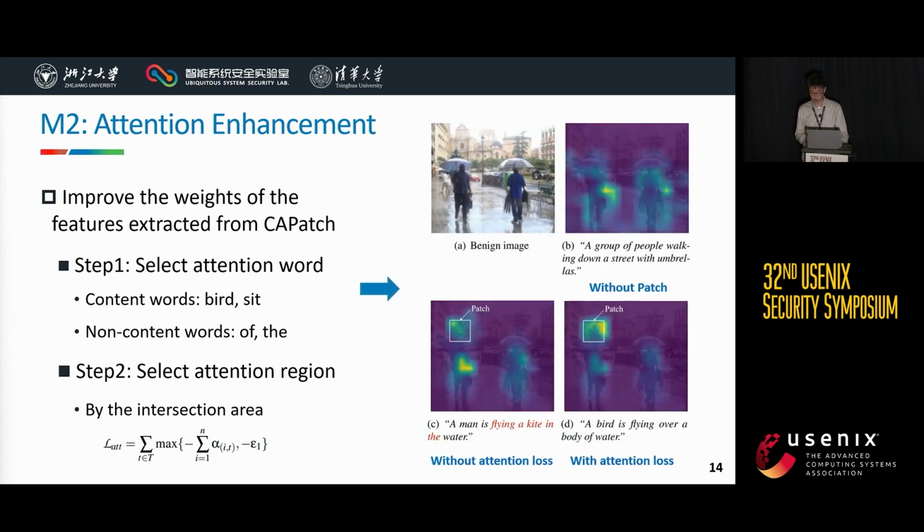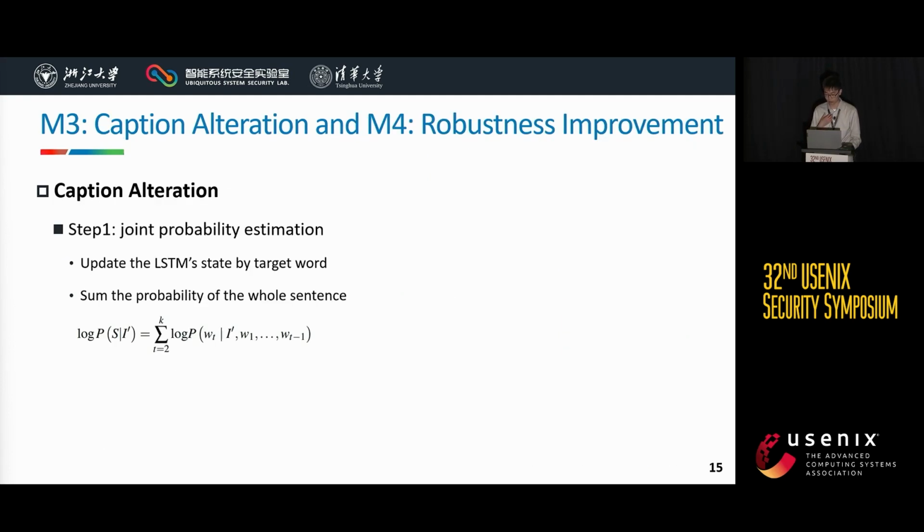As shown in this picture, with the attention enhancement module, CAPatch receives more attention from the image captioning system and achieves better performance. Next, we design the caption alteration module to generate the target caption integrally. We estimate the joint probability, where we use the words in the target caption to update the LSTM state and multiply the probabilities of the whole sentence. And we calculate CW loss as our caption loss.